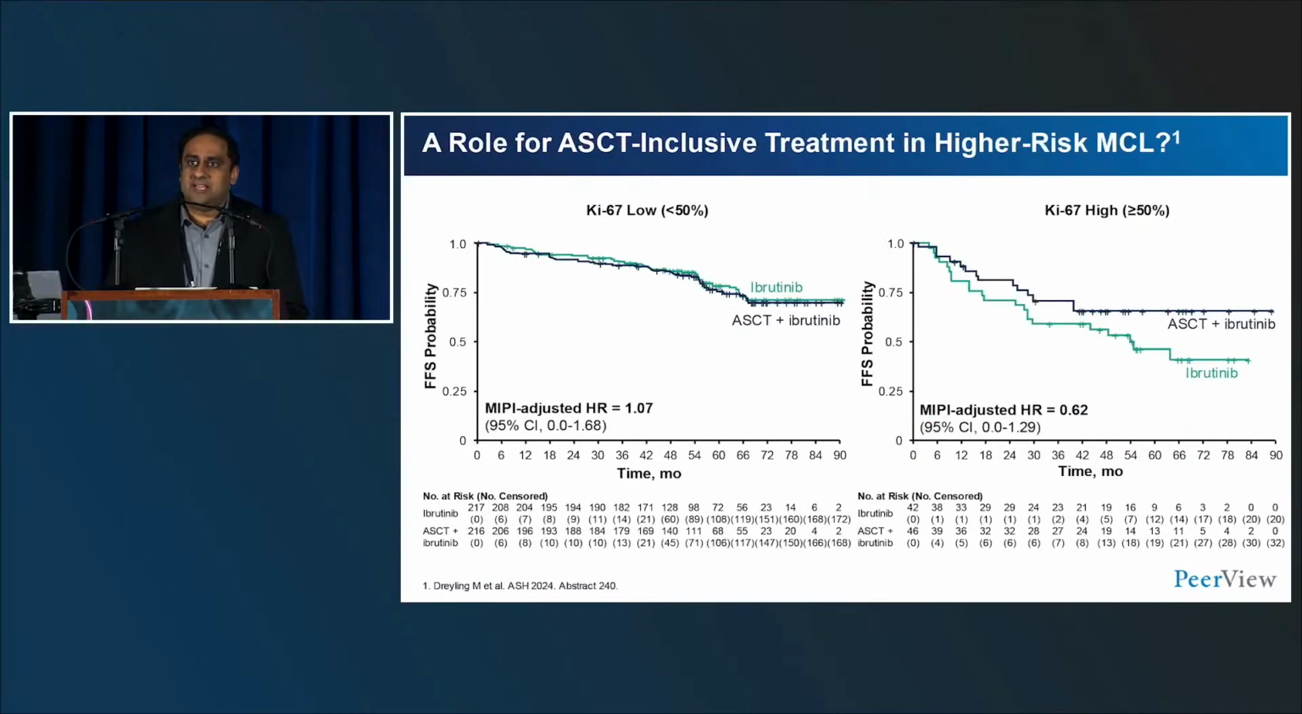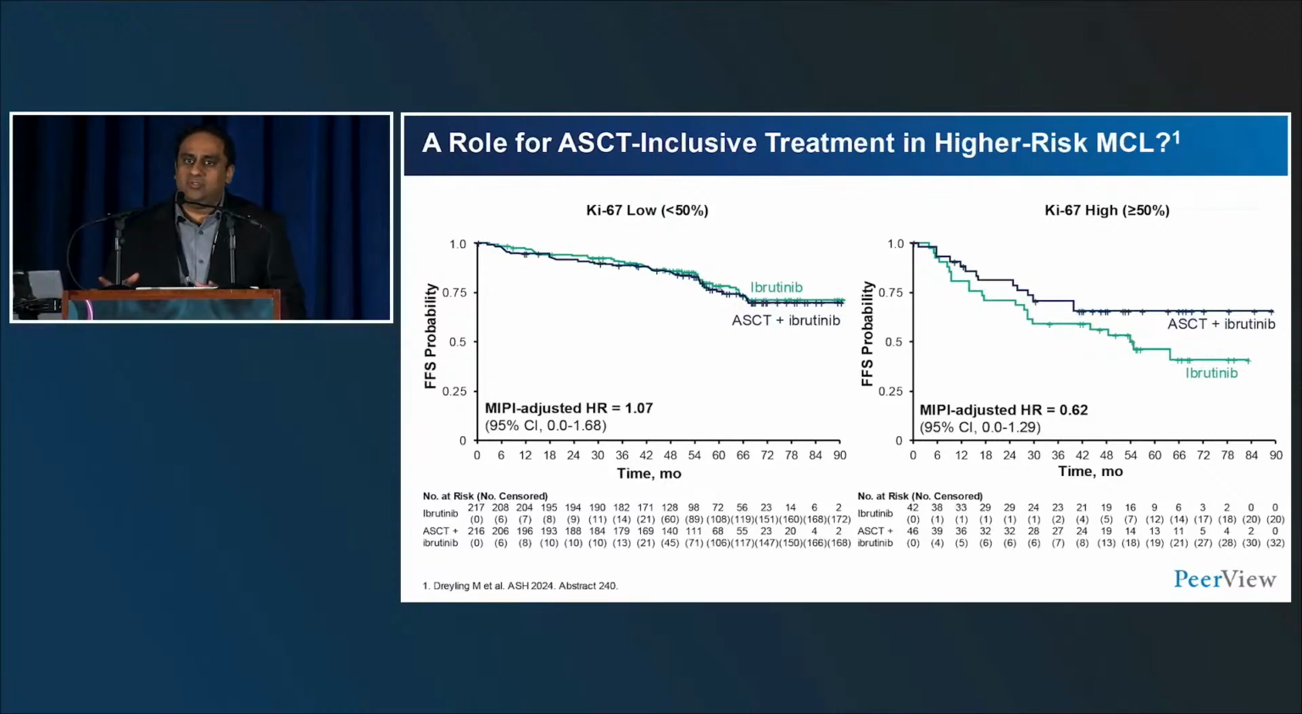This was updated data presented at ASH that tried to tease out, are there some groups of patients here that maybe did a little bit better if they did get the autologous transplant? And so they separated this by risk profile. Ki-67 is a biomarker for aggressiveness in mantle cell lymphoma.